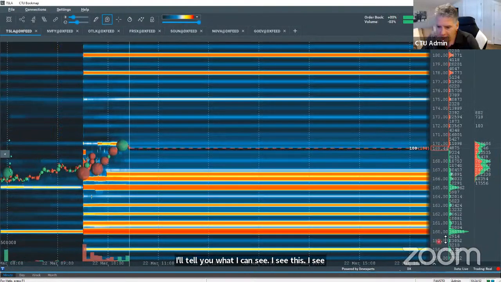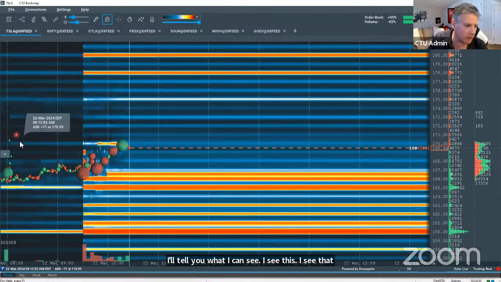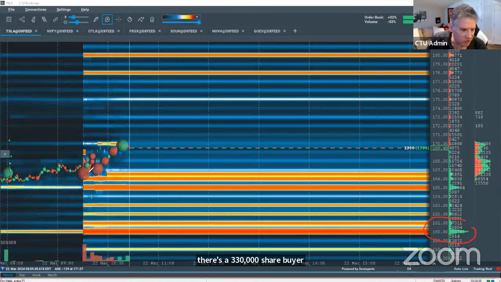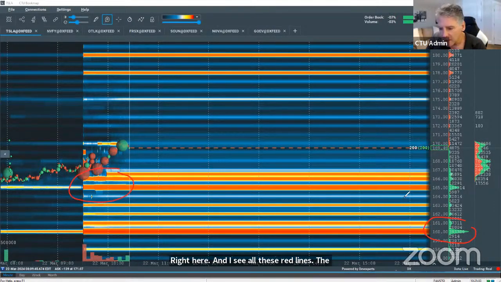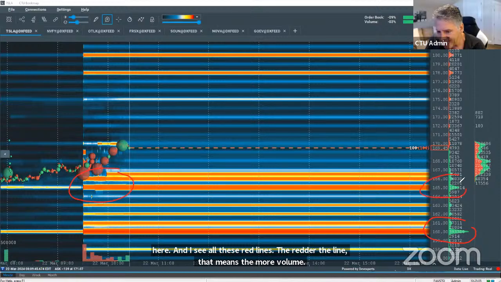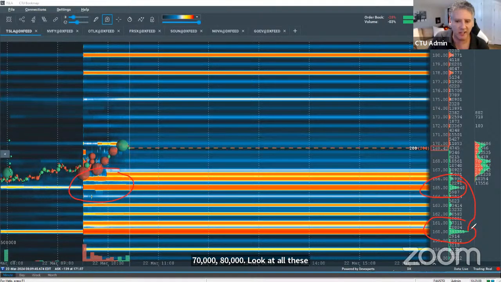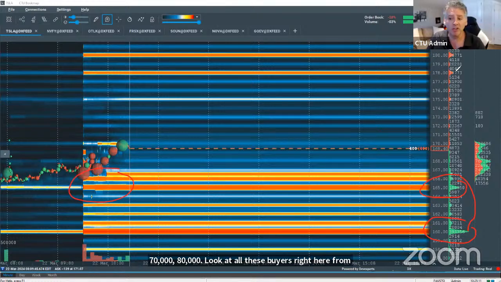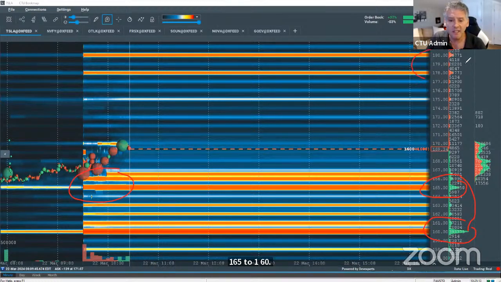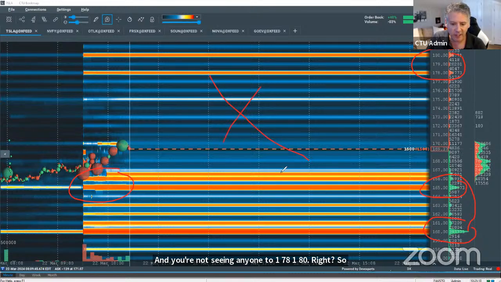I see that there's a 330,000 share buyer right here. And I see all these red lines. The redder the line, that means the more volume. 70,000, 180,000. Look at all these buyers right here from 165 to 160. And you're not seeing anyone till 178, 180, right? So you're like in no man's land right here. But let me tell you, down here, oh yeah, you got orders.